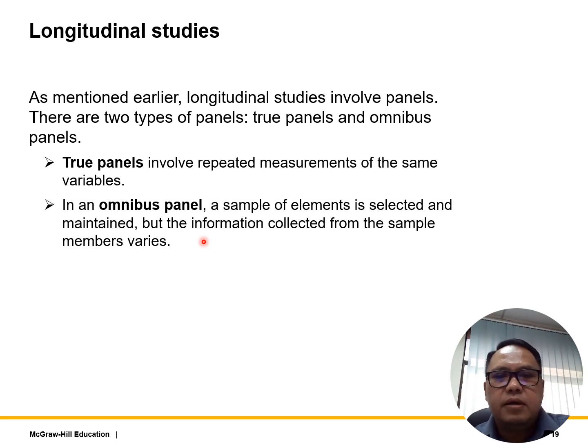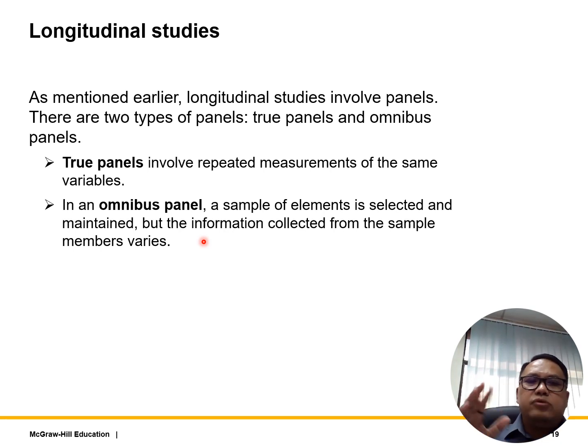The second one is the omnibus panel. In this omnibus panel, a sample of elements is selected and maintained, but the information collected from the sample members varies. Compared to the true panels just now, where you are using the same variables, the omnibus panel is selected and maintained, but the information collected from the sample members can be different. Unlike the true panel just now, where it is the same respondent.